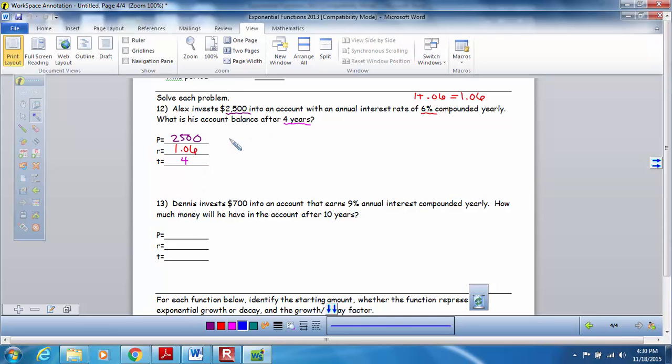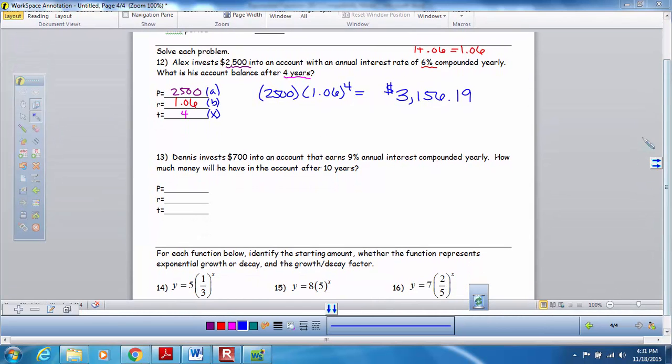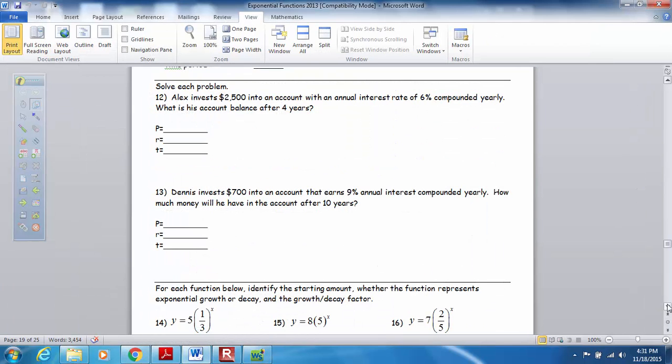So if we plug that in, this is A, this is B, and this is X. So we could do 2,500 times 1.06 raised to the 4th. If you plug that in your calculator, you should get $3,156.19. Okay, I'm going to leave 13 for you, and then we're going to look at number 14.